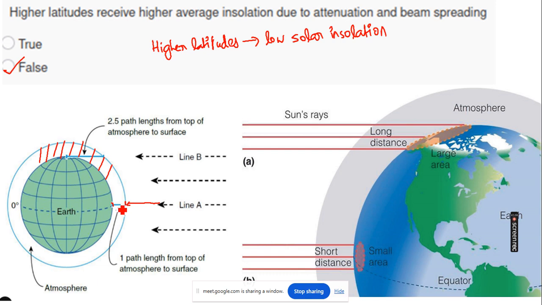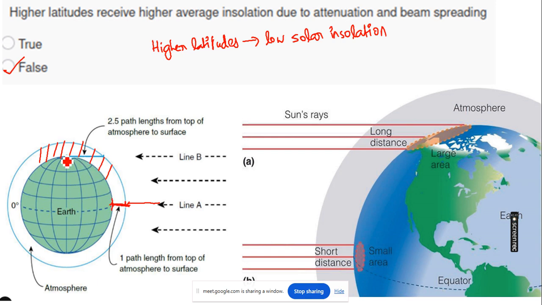So at the equator, the thickness of the atmosphere that the solar radiation has to pass before reaching the surface of the Earth is comparatively less compared to the thickness it has to pass before reaching the surface in the polar region. So as you can see here, if this line A is the incoming solar radiation, then this blue line is the thickness of the atmosphere that the solar radiation is passing through before reaching the surface.